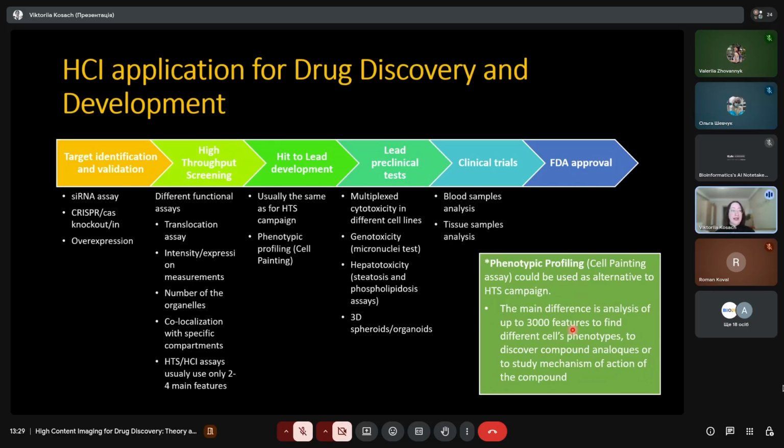Also, this assay is very interesting and helpful if you do not know the mechanism of action of your compound. Using this assay, you will find the features that are influenced by your compound, and in such a way you will find the cellular compartments that are influenced by your new drug, and draw some conclusions about the mechanism of action.